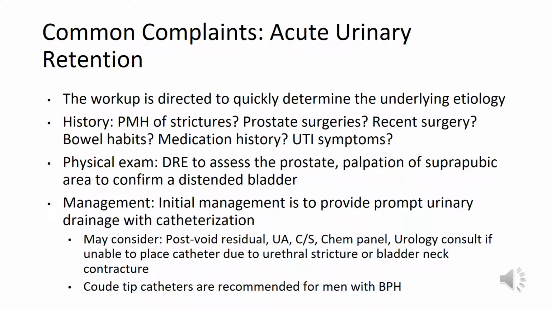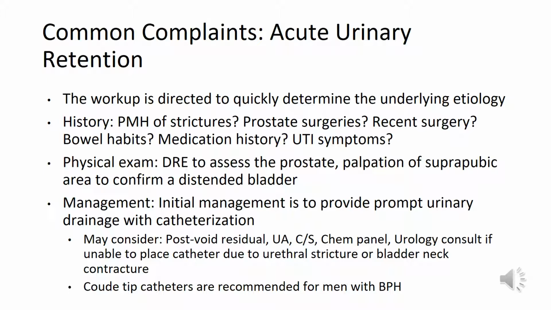So what's the workup entail for a patient who comes in with acute urinary retention? You want to make sure that you're directing your workup to quickly determine the underlying etiology of the acute urinary retention. So you want to obtain a thorough history. Has the patient ever had a history of a urethral stricture? Has the patient ever had any surgery to the prostate? Have they had any urological surgeries at all, including prostate removal? How are their bowel habits? Are they having regular bowel movements? Are they taking any medications that could cause urinary retention, such as chronic opioids or antipsychotics? Is the patient having urinary tract infection symptoms?